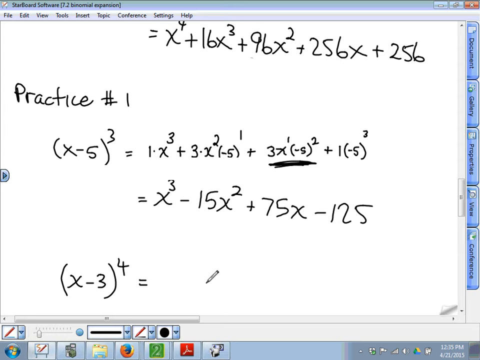x minus 3 to the 4th power. That means it's going to use the 4th row of Pascal's triangle. That row includes a 1, 4, 6, 4, 1.